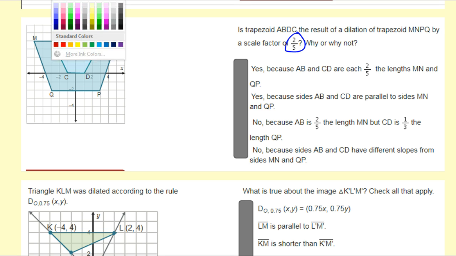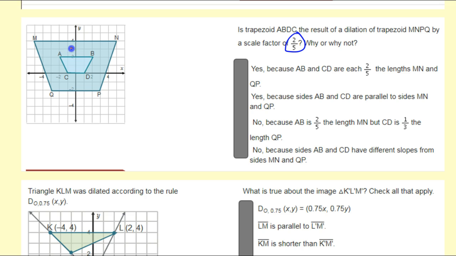You know what? Let me change colors. The top length here is 4. And then the top length here is 10. So if I make a ratio out of this, and I'm going to go small over big, just like this, then that would be 4 over 10, which simplifies down to 2/5. All right, so far so good.